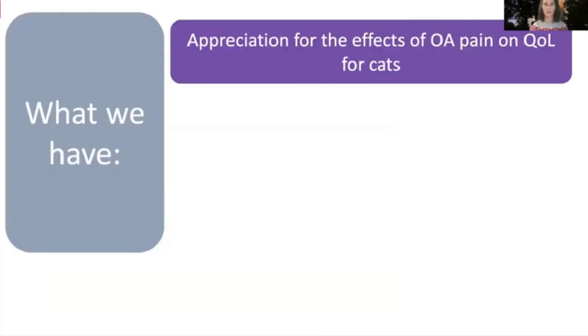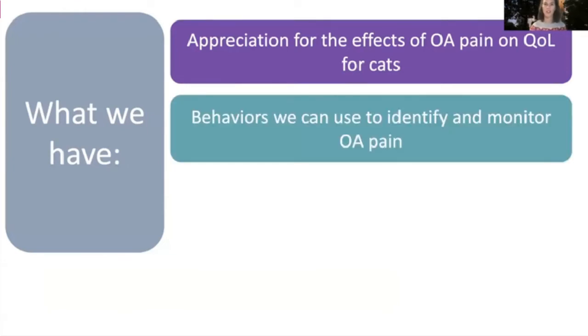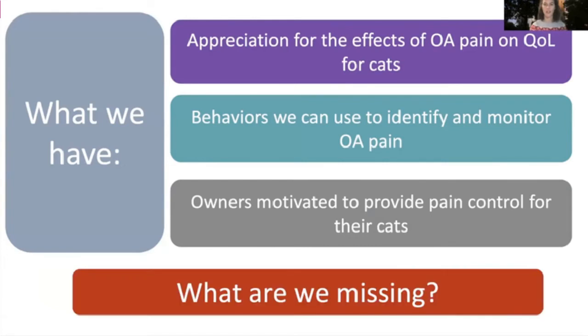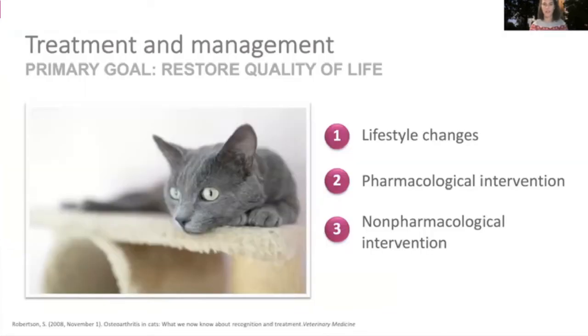Okay. So where are we? What do we have? We've got an appreciation for the effects of pain in cats and the behaviors that are changed, those behaviors that we can use to identify and monitor OA pain. And we know that owners are motivated to provide pain control for their cats. They want to treat them once they understand that there is pain there. So what are we missing? Treatment options. So how do we treat and manage these cats?